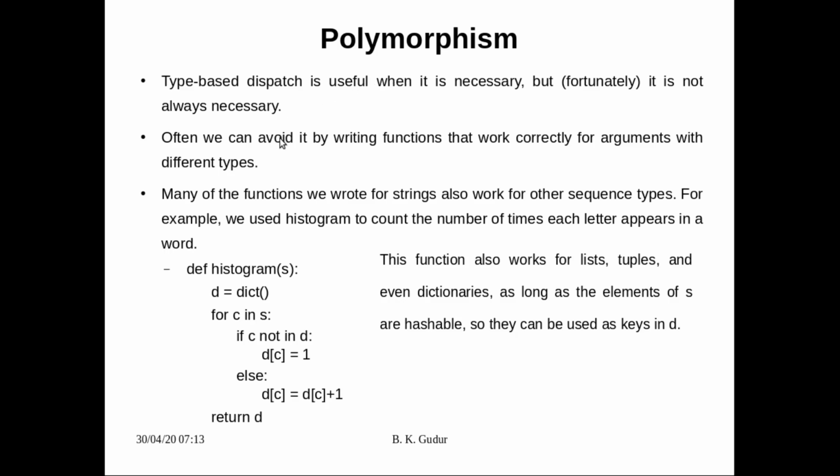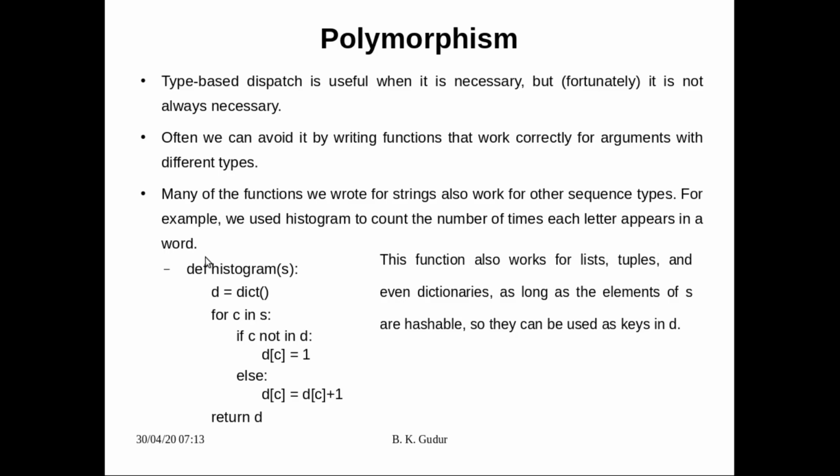Often we can avoid it by writing functions that work correctly for arguments with different types. Means we can write all the methods which will work with different types of arguments. Many of the functions we wrote for strings also work for other sequence types. For example, we use histogram to count the number of times each letter appears in a word.